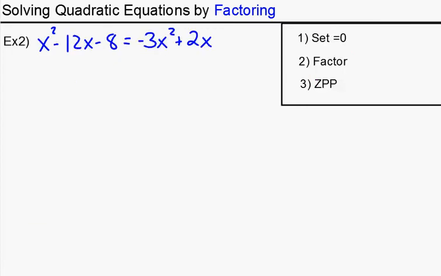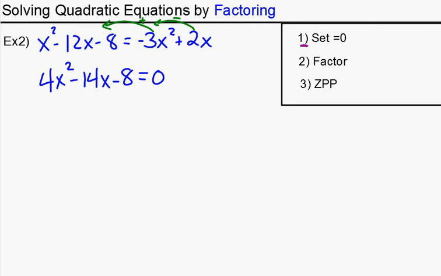If I go to a second example, a little bit more complicated, I still follow the exact same three steps. So, step 1, set equal to 0. Like I said before, I like to keep my x squared positive. So I'm going to move those over using addition, and those over using subtraction. When I combine like terms, I get 4x squared minus 14x, and the negative 8 just stays. And I set it equal to 0. I'm looking ahead to use the zero product property, which is why I set it equal to 0.